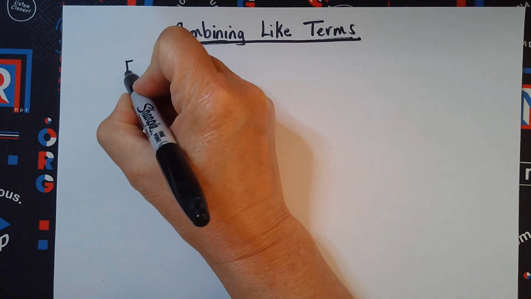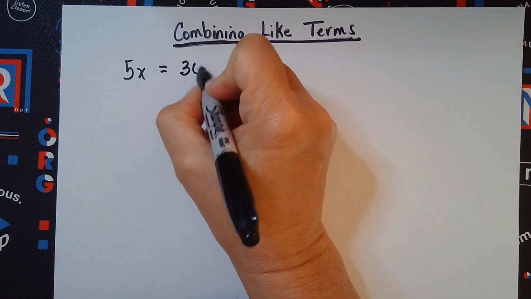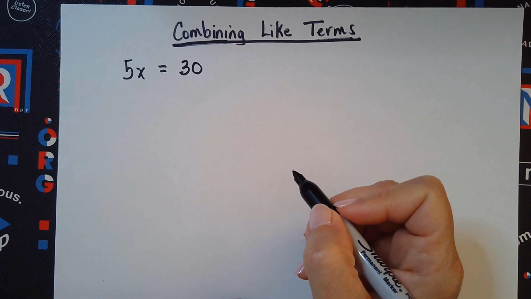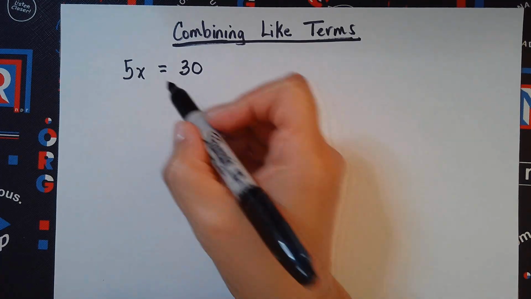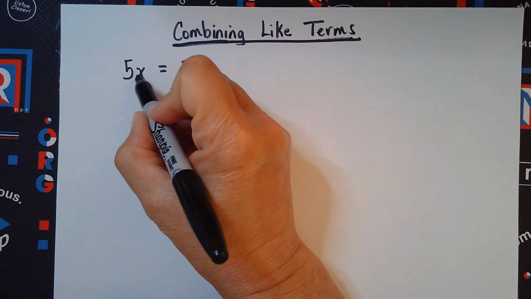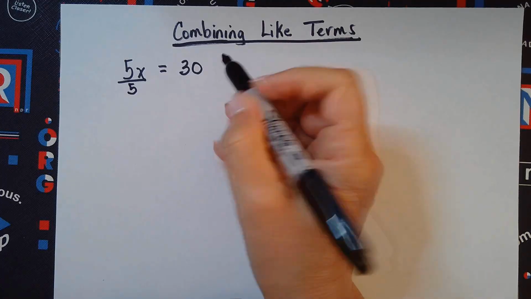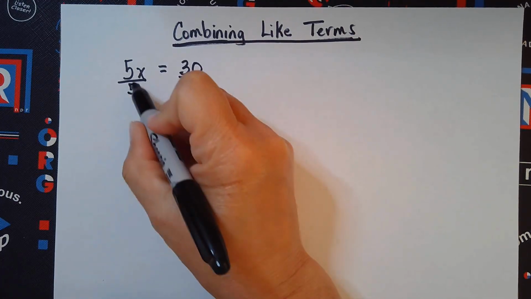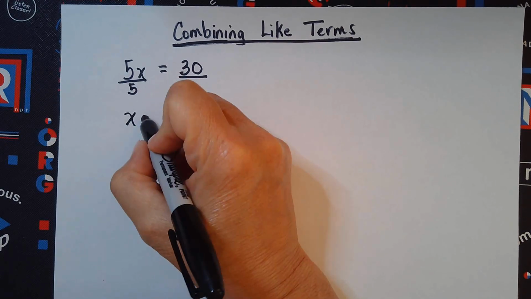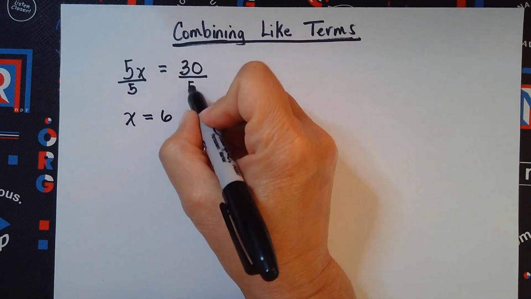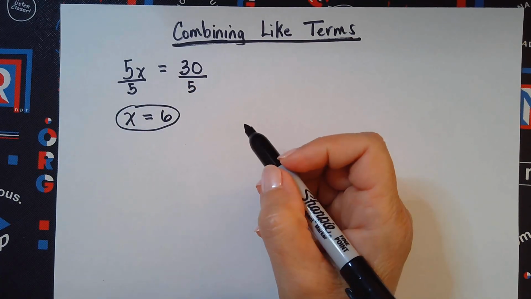So we have seen some equations like this. 5x equals 30, and then we have to solve for x. And in order to solve for x, we see that these are being multiplied. So to undo the multiplication, we will divide by 5. And whatever we do to that side of the equation, we have to do to this side of the equation. So we get x equals 6 because 30 divided by 5 is 6. So that is all great.